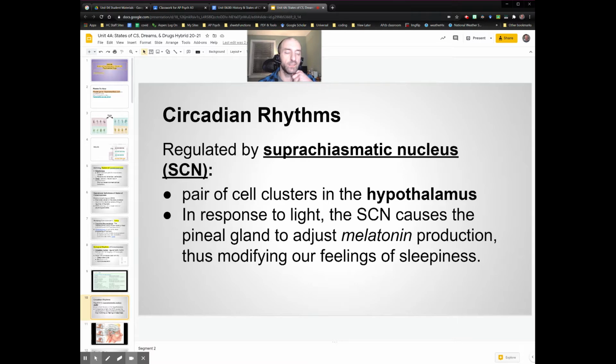The blue light is like the color of the sky. So when you are sensing the blue light with your cones in your eye, that message gets sent to the hypothalamus and the suprachiasmatic nucleus, this cluster of neurons. It says, hey, it's still daytime.